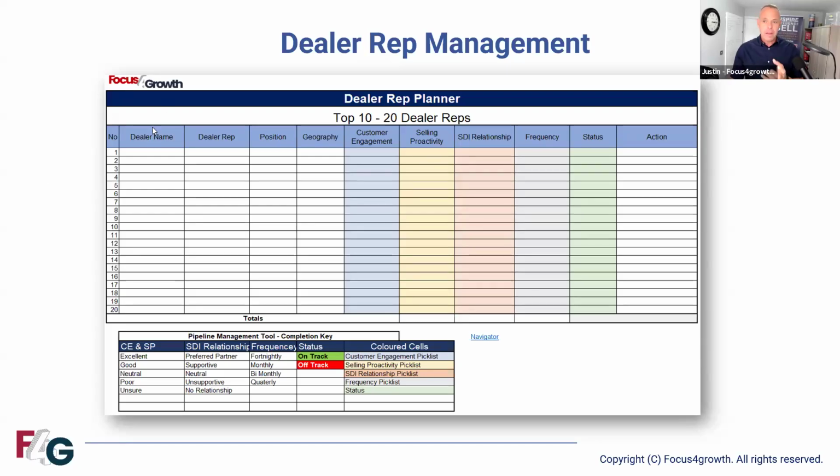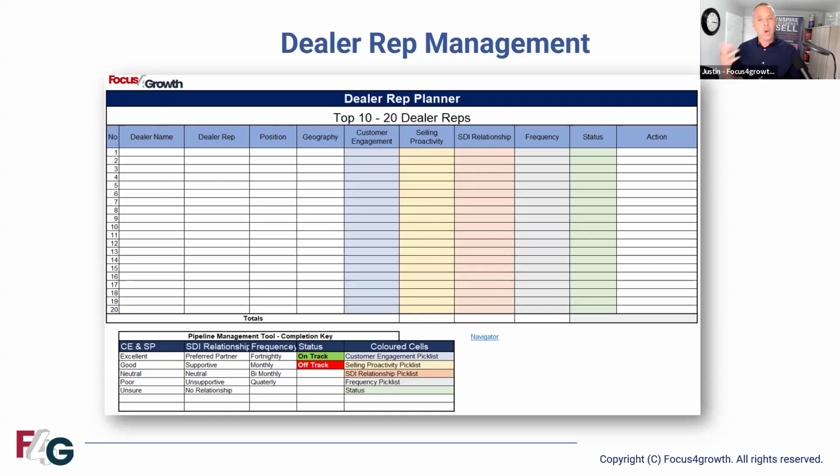And if we look here, you've got dealer name as the first column, then you've got the dealer representative. So who is the person within that dealer? You've then got their position. What's their role? Are they a key account manager, or are they one of the sales team, or are they one of the marketing team, depending on the complexity of the account you're managing? What's their geography? What's their customer engagement like? So that customer engagement, is it excellent, good, neutral, poor, or are you unsure?